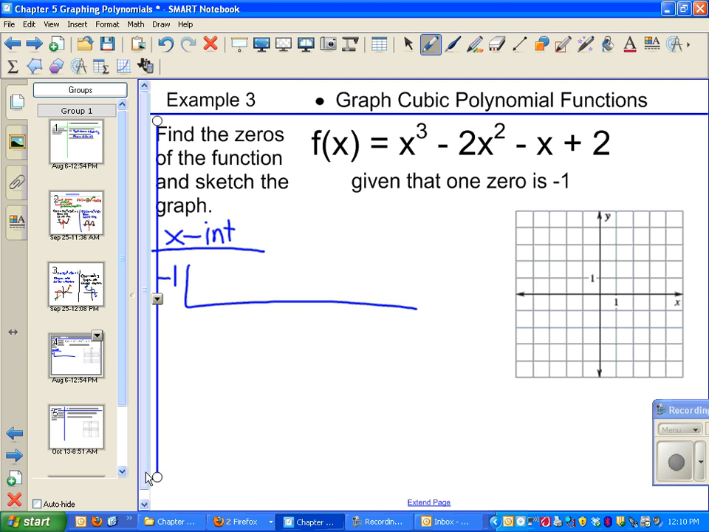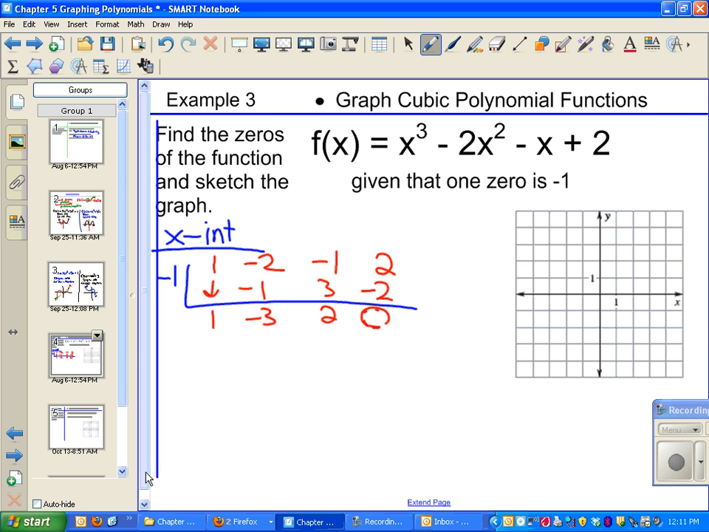All right. And then I'll put the coefficients. We have 1, -2, -1, and +2. And then I'm going to drop down the 1, multiply, get -1, add to get -3, multiply to get +3, add to get +2, multiply to get -2, and then this is 0, which means it is a factor. It's 4 terms, and I can also factor by grouping, but I'll stick with this.